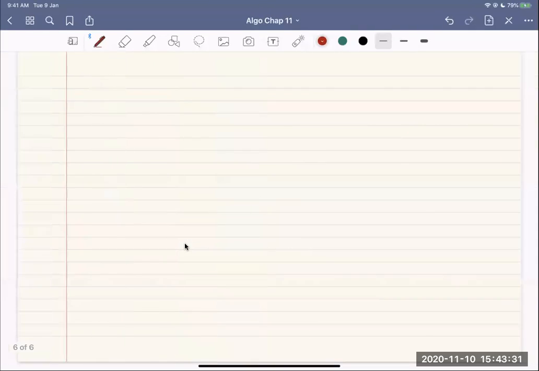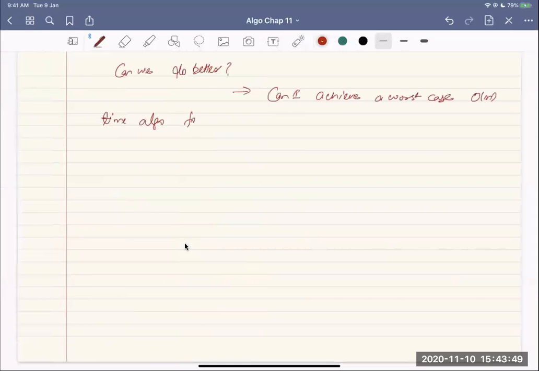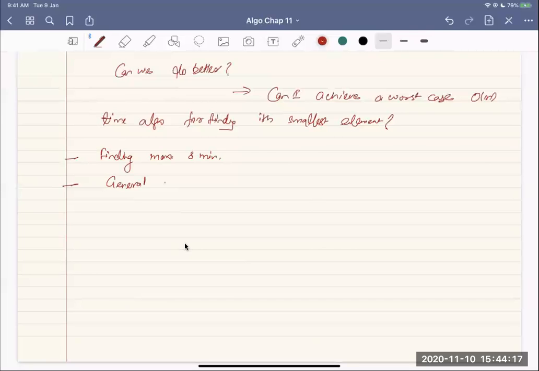So these are three things we knew. Now the main target of this lecture is: can we do better, or in general, can I achieve a worst case linear time algorithm, a worst case O(n) time algorithm, for finding the ith smallest element? We will try to answer this question. When we talk about order statistics, generally I talk about two things: one is finding the maximum and minimum, and second is general selection, finding any ith smallest element.